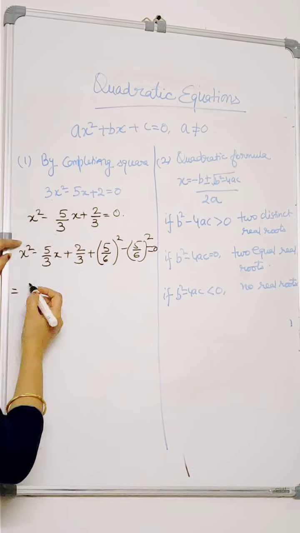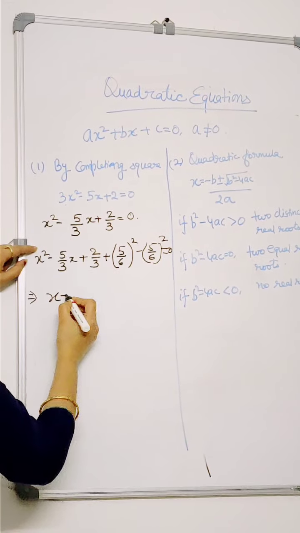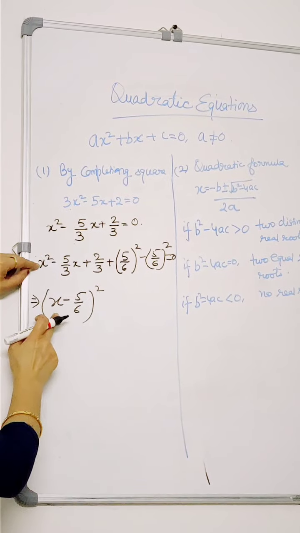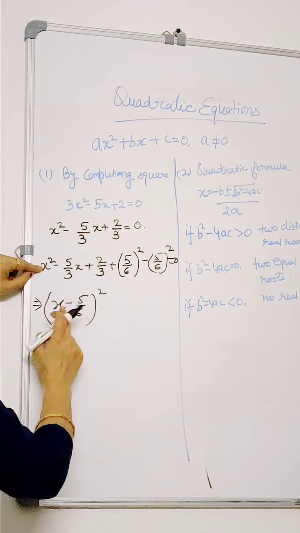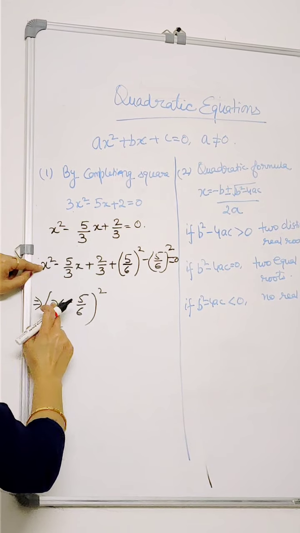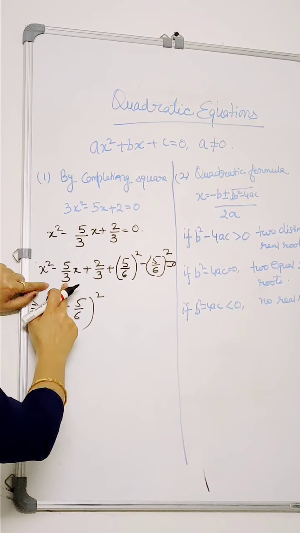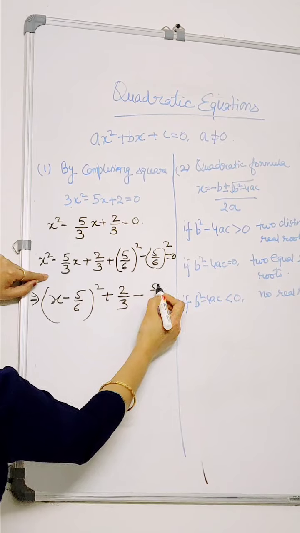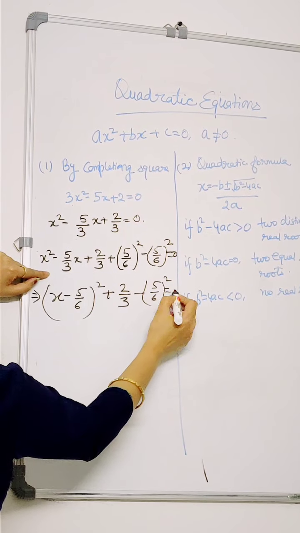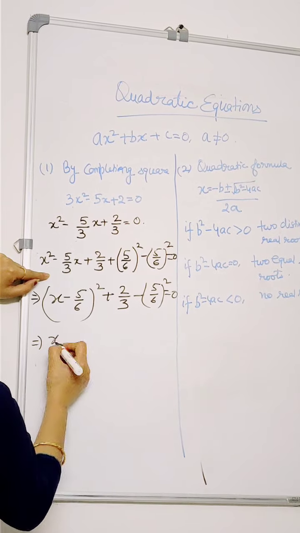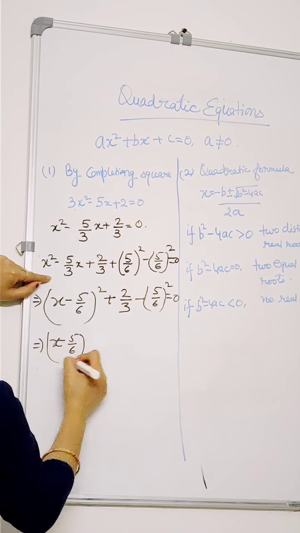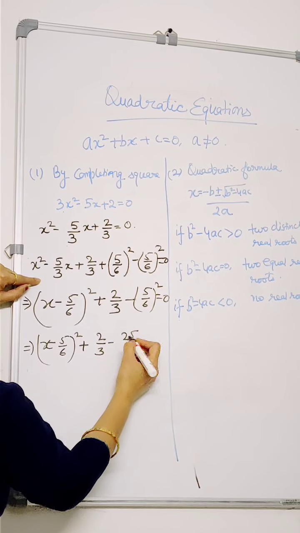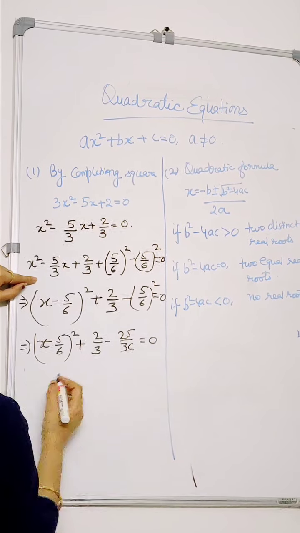Now it becomes the square x minus 5 upon 6 whole square. We see x square plus 5 upon 6 square minus 2ab, meaning 2 into x into 5 upon 6, which is minus 5 upon 3x. Now the remaining is plus 2 upon 3 minus 5 upon 6 whole square is equal to 0. x minus 5 upon 6 square plus 2 upon 3 minus 25 upon 36 is equal to 0.